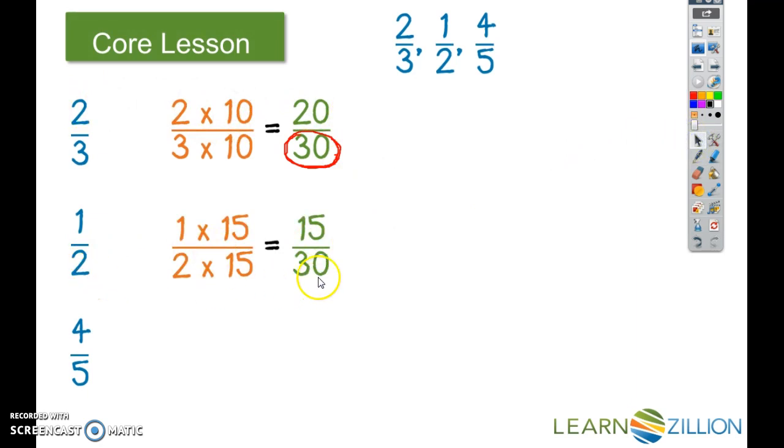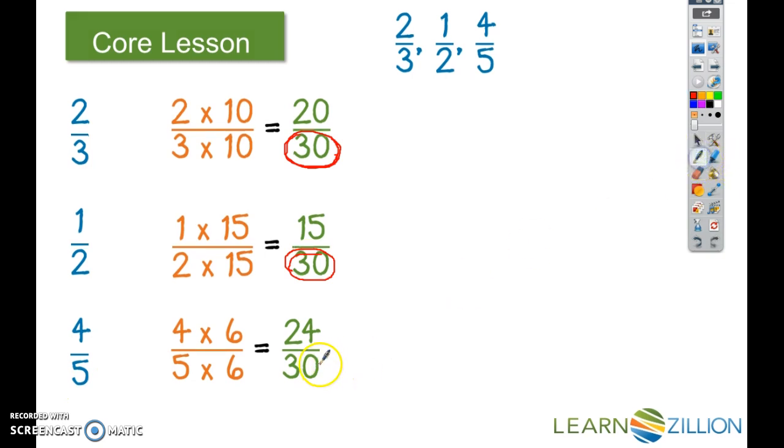Next example, we knew again 30 had to be the denominator, so you had to think, how did I get from 2 to 30? Times 15. Do the same to the top. 1 times 15 is 15. And do the same thing to the bottom.